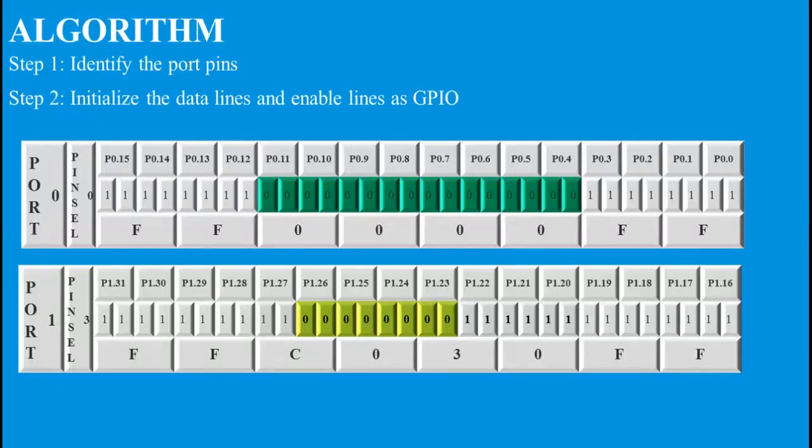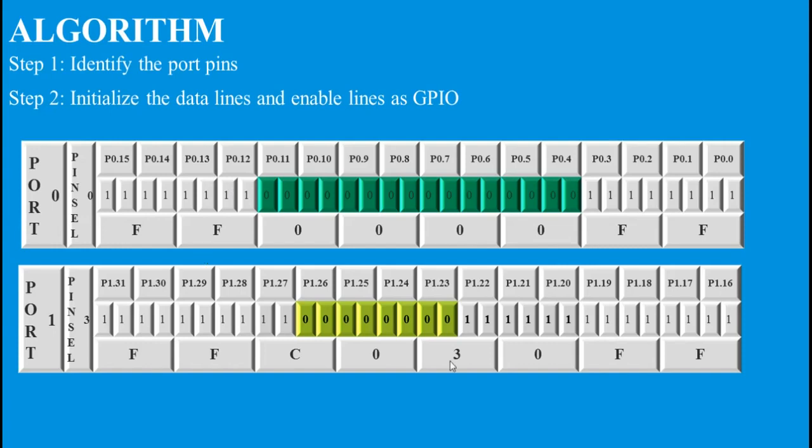Now let us look into the algorithm of the program. You have to identify the port pins. With the help of the schematic, we already identified the port pins as pin number 4 to pin number 11 of port 0 to send a proper value to display a number on the 7 segment display, and similarly pin number 23 to pin number 26 of port 1 to select any one display among the 4.